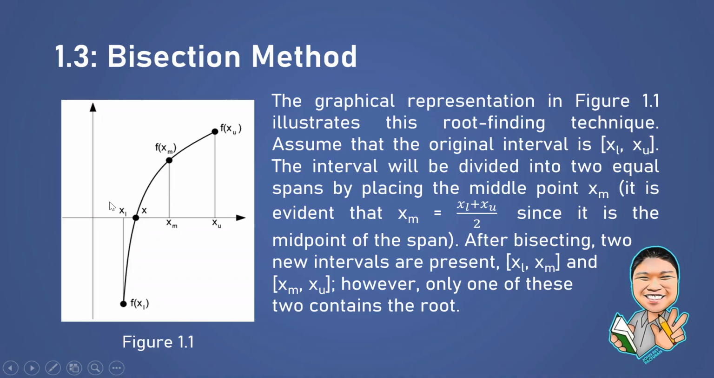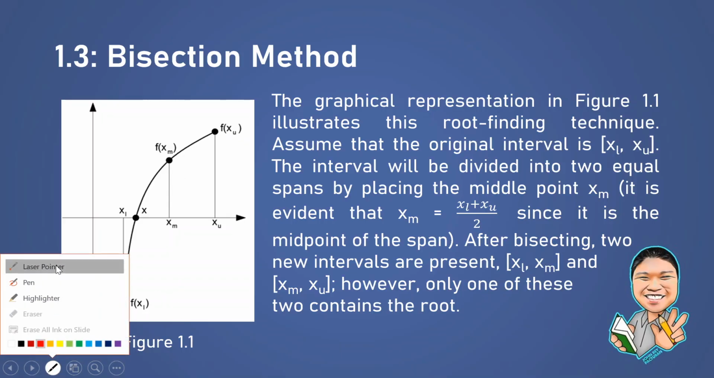So ito na nga, may xL na tayo, may xM and xU. Hinanap ko yung function ng xL, function ng xM, and function ng xU. Ang next na kailangan natin dito guys is hanapin mo yung value nila or even yung sign lang. From this figure, itong f of xL is negative, di ba? Kasi nasa baba siya ni x-axis. Pero yung f of xM and yung f of xU, parehas sila positive, okay?